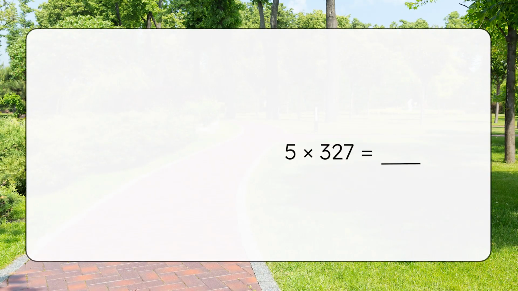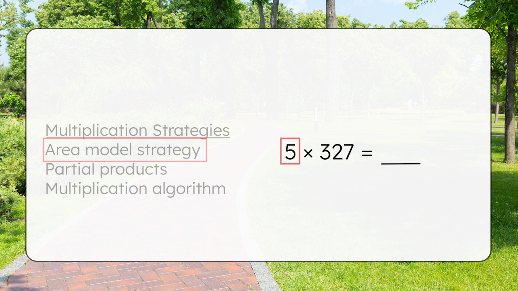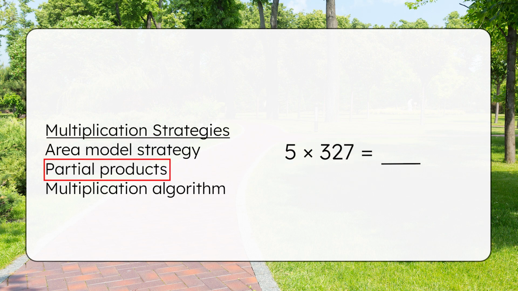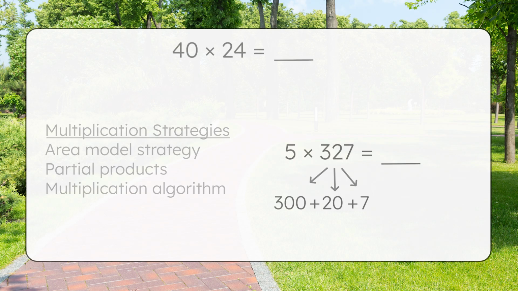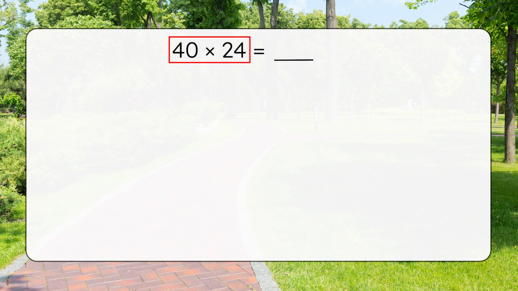In our last lesson, we learned how to multiply a multi-digit number by a single-digit factor using the area model strategy, partial products, and the multiplication algorithm. These strategies helped us break the bigger number into smaller pieces that were easier to work with. But now, both numbers are bigger. We'll need to think about how to break both factors into smaller, more manageable pieces.